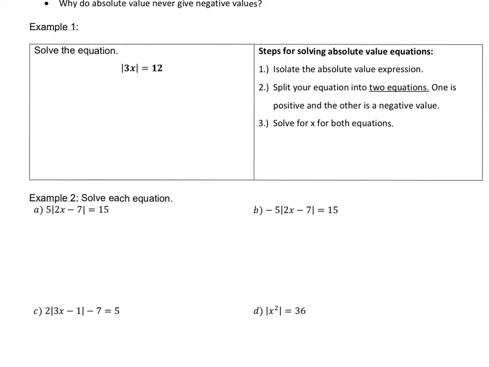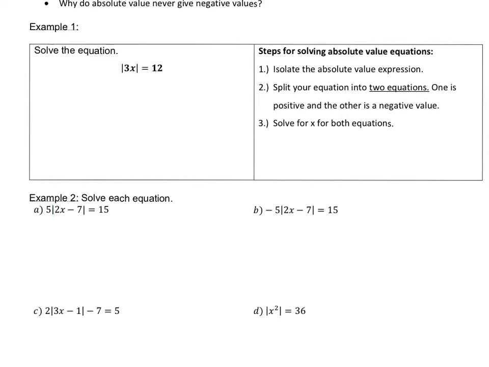Hey guys, so in this video, I'm going to continue solving absolute value equations. So I'm going to go into example 2, with the first one being part A. Now, just like what we did before, I'm going to follow these 3 steps. The first step is to isolate the absolute value function. That means I need to get the absolute value function by itself.